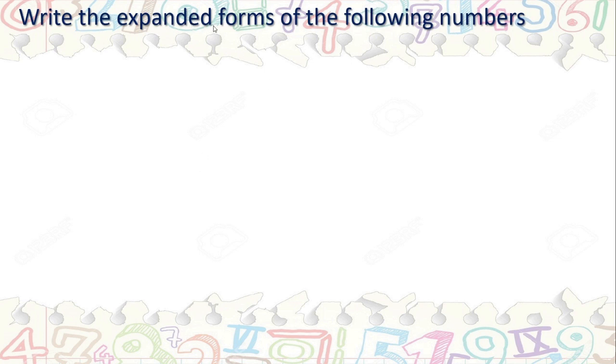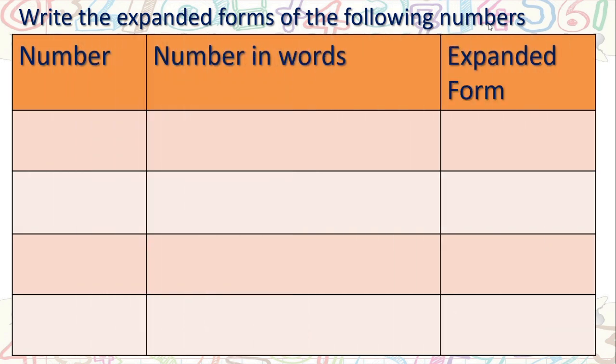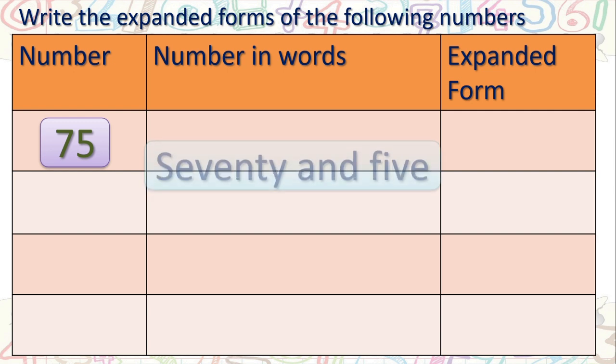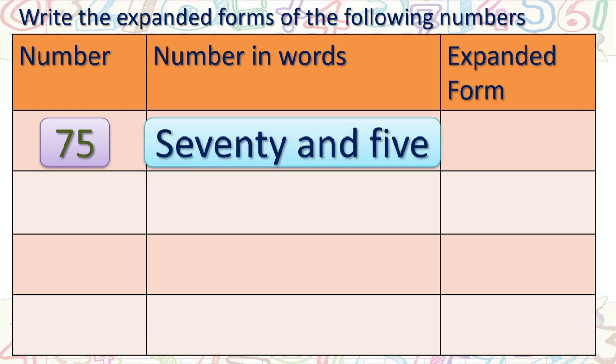Write the expanded forms of the following numbers. Here we will write the same thing in words too and in the expanded form too. Okay, in this table the first number is 75. How will we write it in words? 70 and 5. Correct? And the expanded form is 70 plus 5. Isn't it?